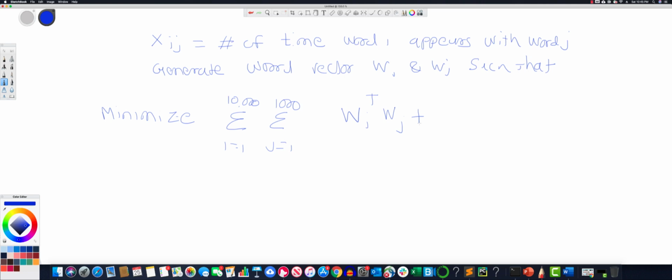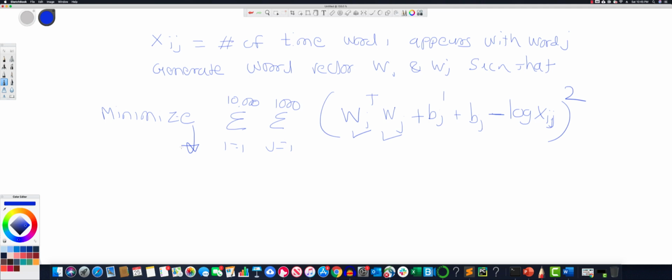to minimize the loss, and then there are the bias terms bi and bj, and then we use log of Xij, which is the actual probability, and then we try to minimize the square loss. And so our goal is to compute wi and wj so that this loss is minimized. Okay, so it's an iterative process. You can use algorithms like gradient descent to minimize this loss.